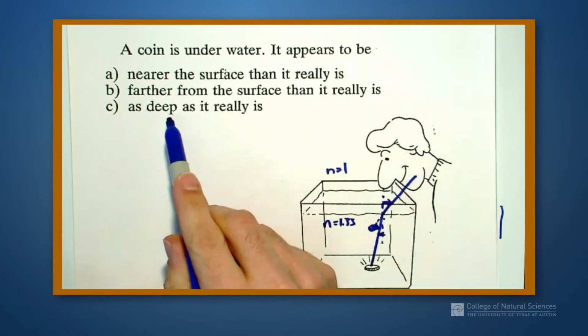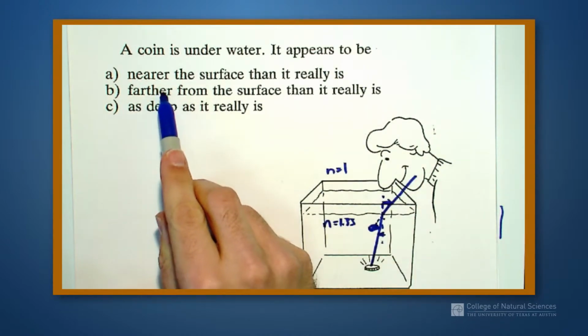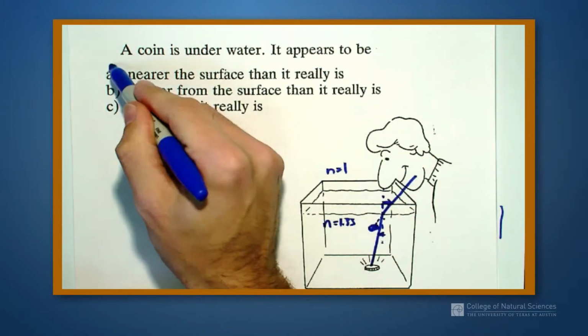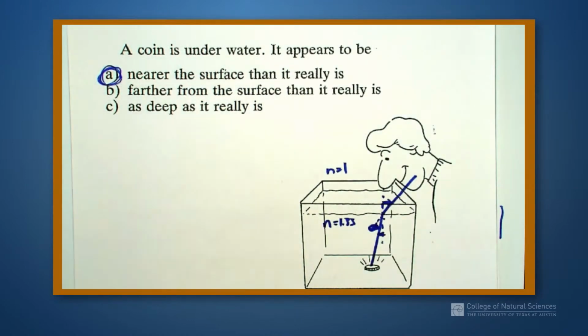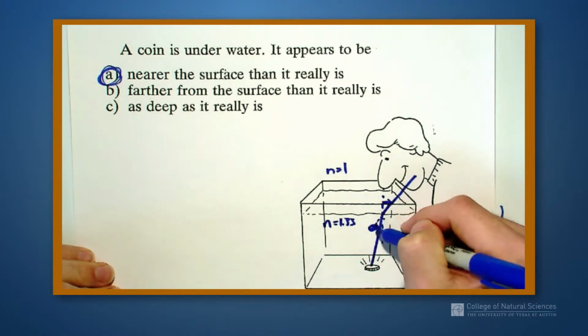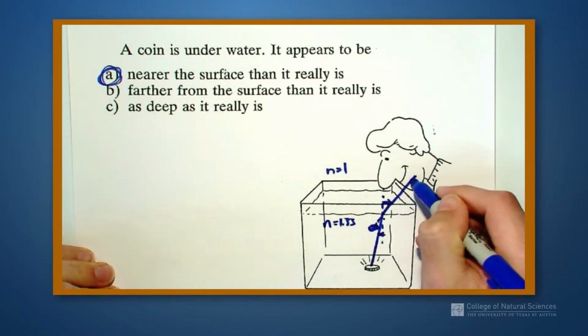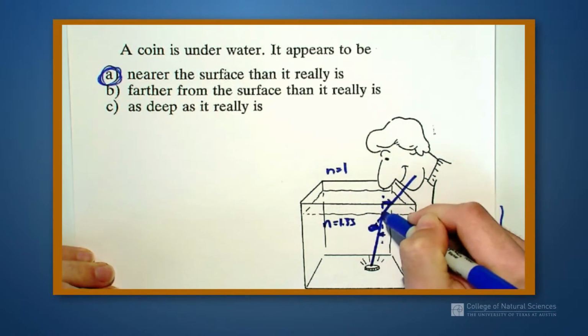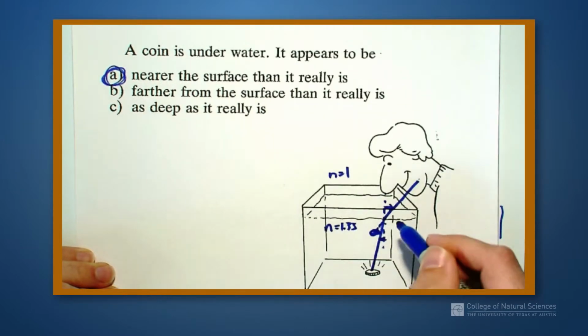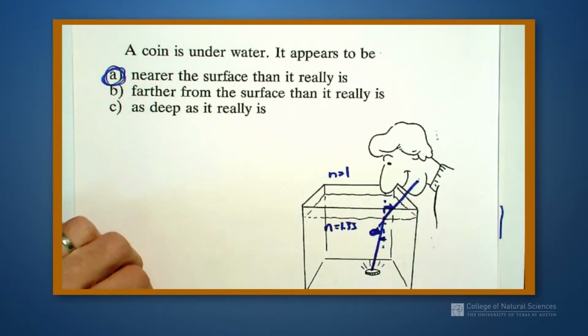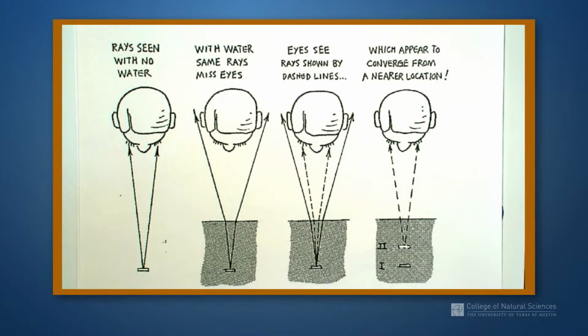So it appears to be further from the surface. No, it appears to be closer, nearer to the surface than it really is. You can't tell that the light bent at this point. So if the light goes from a high index of refraction to low, it gets bent out. We see the straight line, so we see that the coin appears to be higher than what it actually is. So as I said on the previous page, the coin looks like it's closer in.